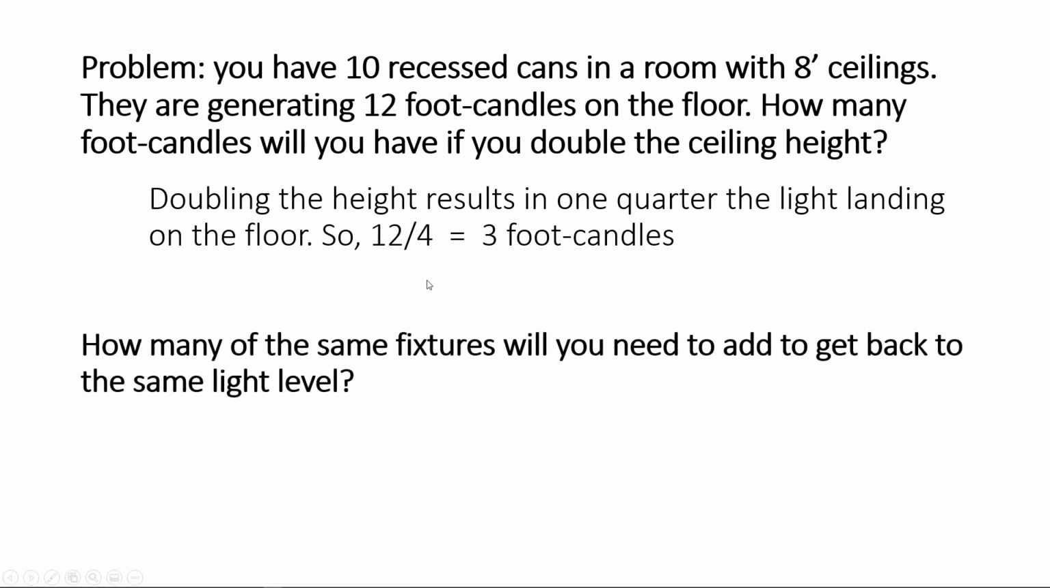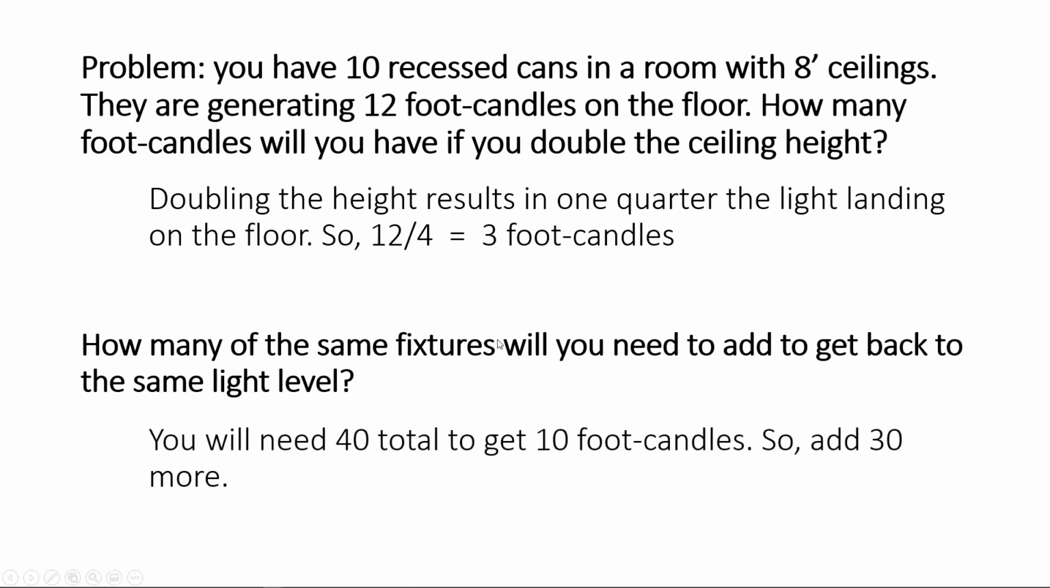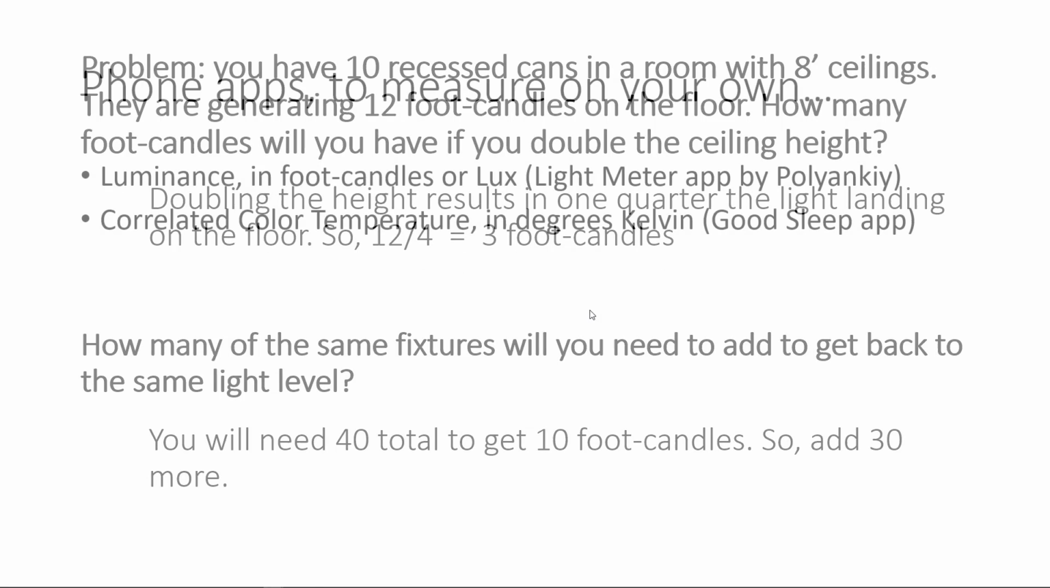Now, how many fixtures will you need to add to get back to that same 12 foot candles? Well, you have a lot. So now 10 cans are just producing 3 foot candles. If you want to get back up to 12, you probably need 4 times as many. You need 40. So you have to go and buy another 30 and also have to drop those onto your ceiling plan.